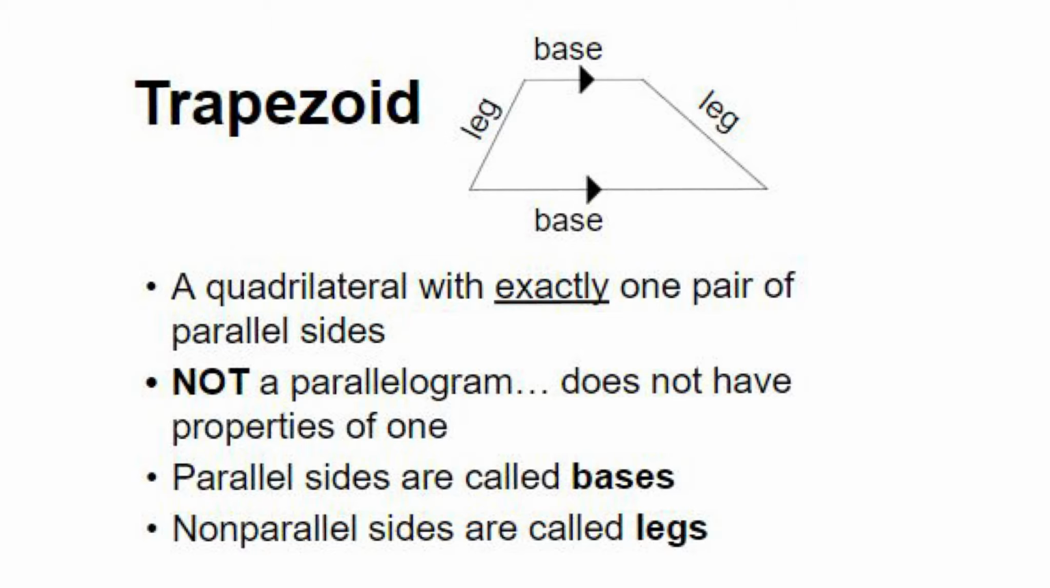A trapezoid is a quadrilateral with exactly one pair of parallel sides. The other two are not. Those are called the legs. Not a parallelogram, it does not have the properties of one. Parallel sides are called the bases, and the non-parallel sides are called the legs, just as we can see in our image here. So this is the shape of a trapezoid. Trapezoid's a pretty familiar shape. It's used in a lot of different things.